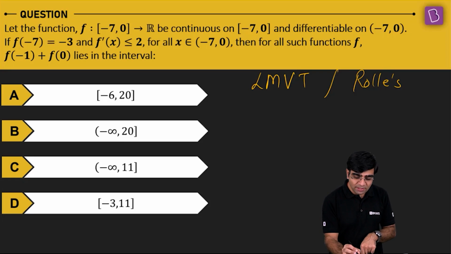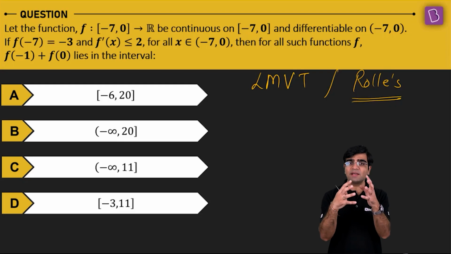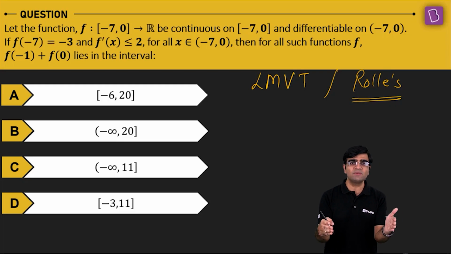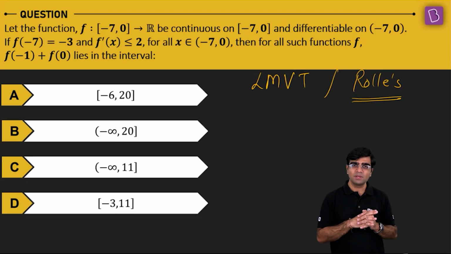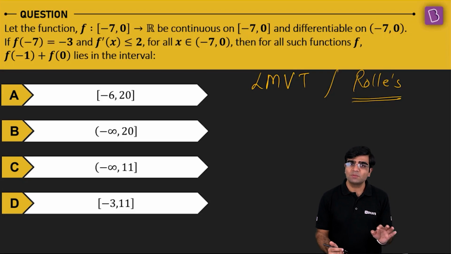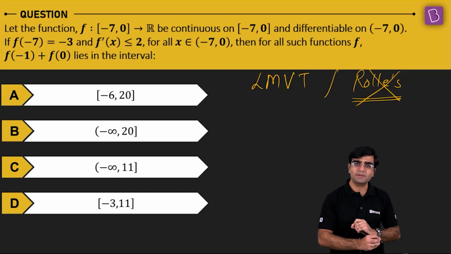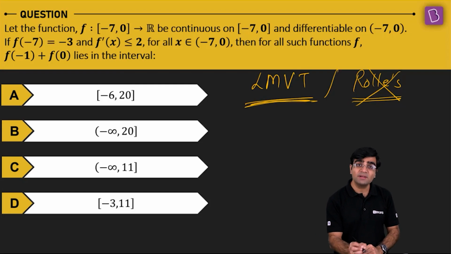See, had it been the case that Rolle's theorem applied, between two real roots of f x we would have at least one root of f dash x equal to 0, right? They're not talking about f dash x equal to 0. They're assigning f dash x less than or equal to 2, which clearly implies Rolle's theorem is not going to be applied here. Strictly, I will be moving around LMVT.